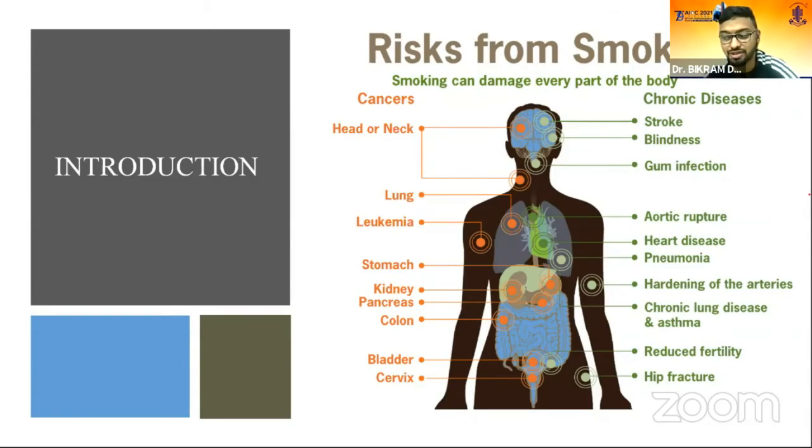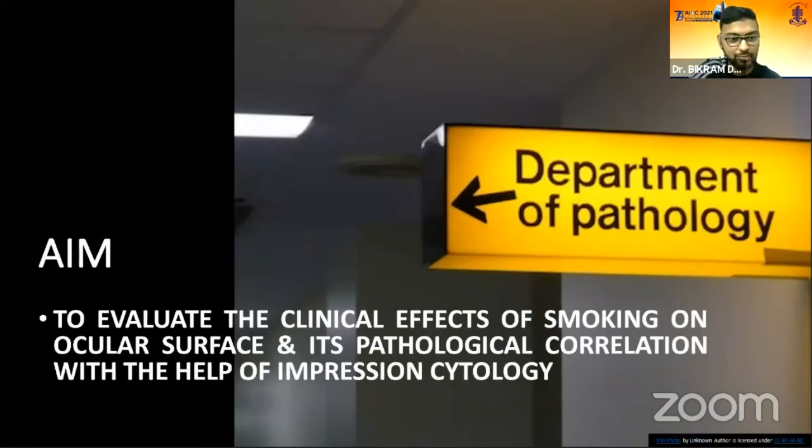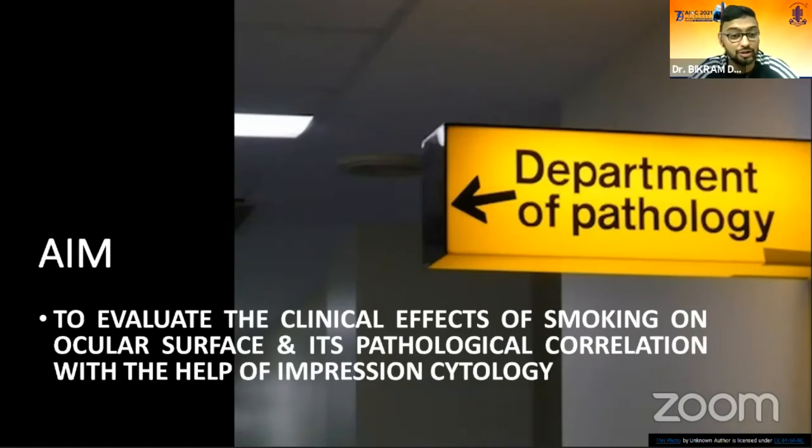The effect of smoking on systemic disease has been very well documented in literature, whereas the effect of smoking on the eye is still in very nascent stages. Smoking has been found to be related with the occurrence of Graves' ophthalmopathy, glaucoma, ARMD, cataract, hypermetropia in various peer-reviewed literature. The aim of our study was to evaluate the clinical effects of smoking on ocular surface and its pathological correlation with the help of impression cytology.